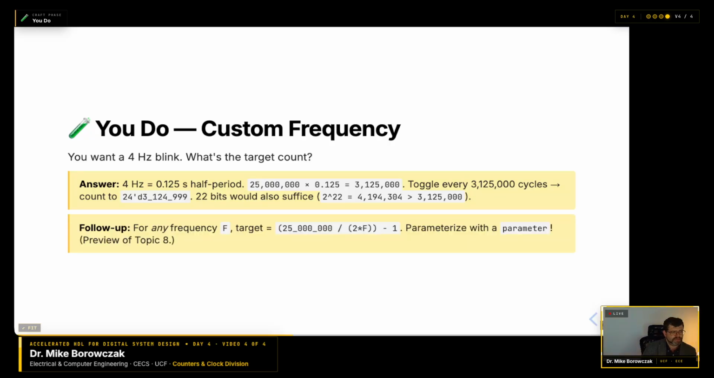And just a quick follow-up here. If you take any frequency that you want, right? So we said 4 hertz here. You can take any frequency you want and make this parameterizable. So I'm giving you a kind of a sneak peek for a future topic here, but this is something that we could do.